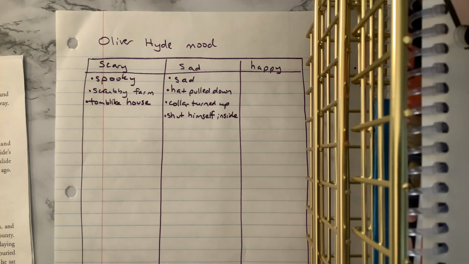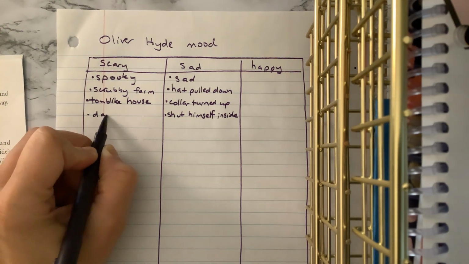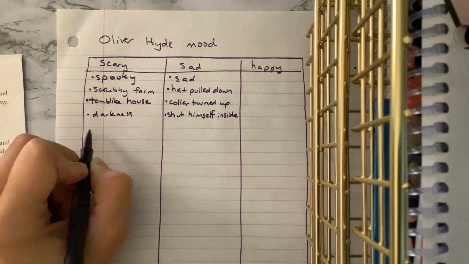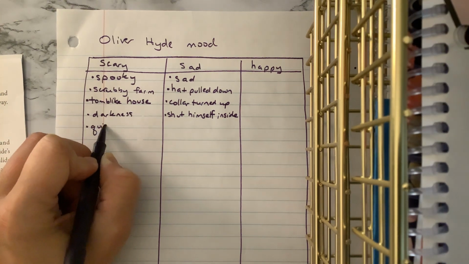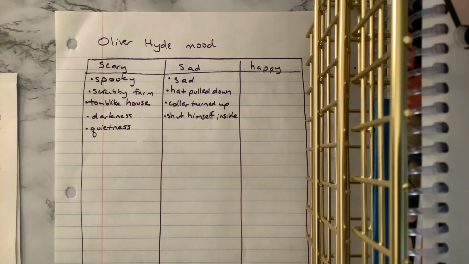I hear darkness and quietness. I think at this point the townspeople seem to be kind of scared of Oliver. So I'm going to put these in the scary column.